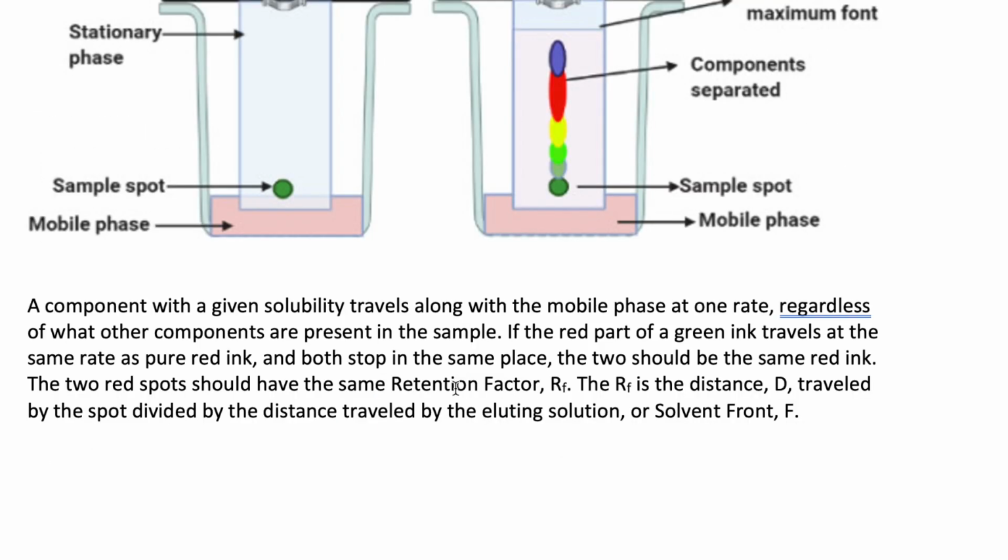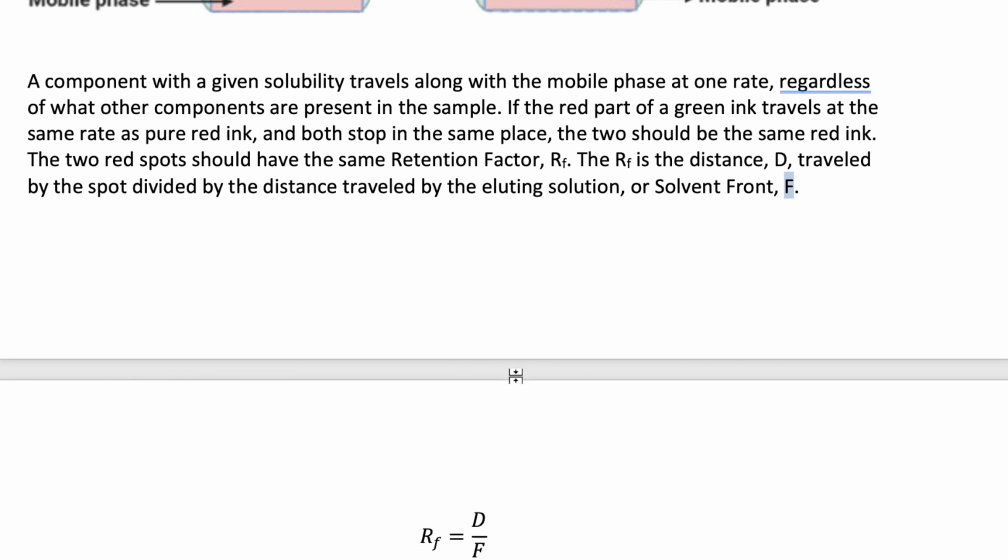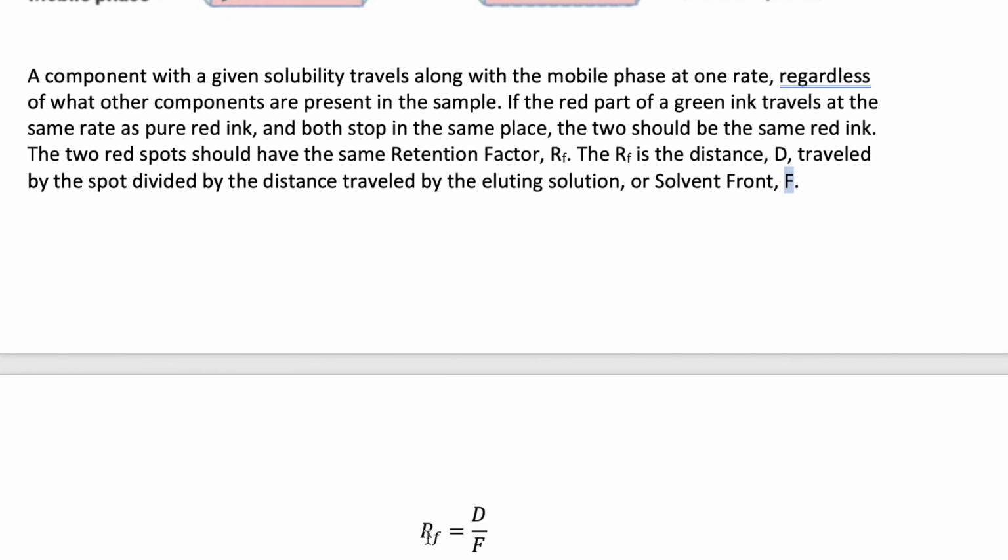To calculate the retention factor, or RF, you divide two numbers. The first number is the distance that we measure from the starting point to the center of the spot. For example, to calculate the purple one, I would take the measurement from the beginning part to the center of that purple spot. That would be one distance, called D. Then we would take a second distance measurement, from the starting point to the solvent front. That will be called F. Then we divide D by F, and we get our RF as a result.